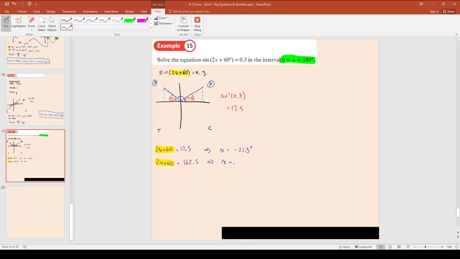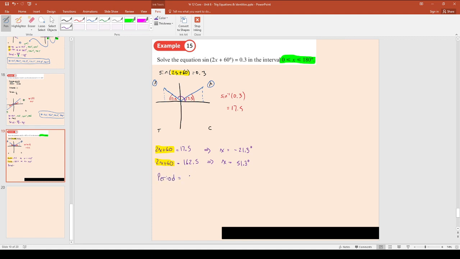162.5 take 60, divided by 2, and we've got 51.25, which I'm calling 51.3. So that's what we've got as our two principal solutions. Now, unfortunately, one of them isn't even in our range, but we're not too bothered about that, because we know how the period works.